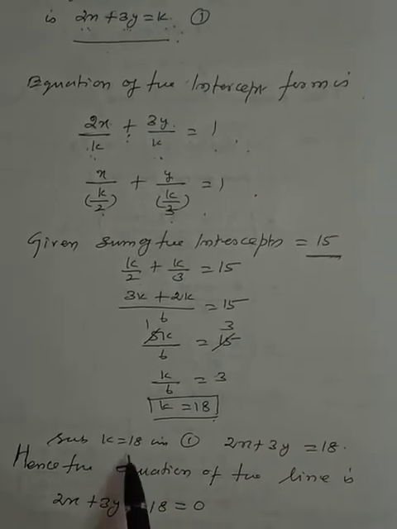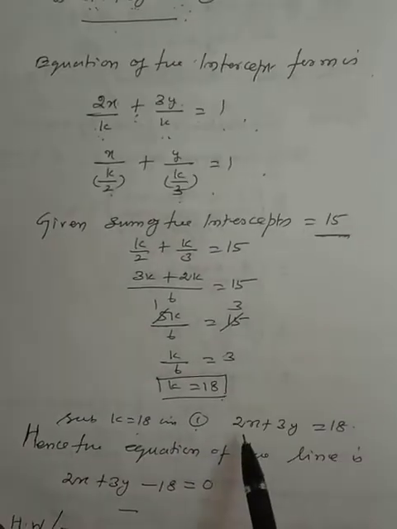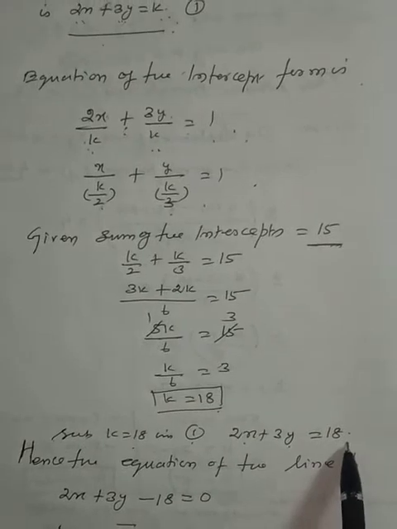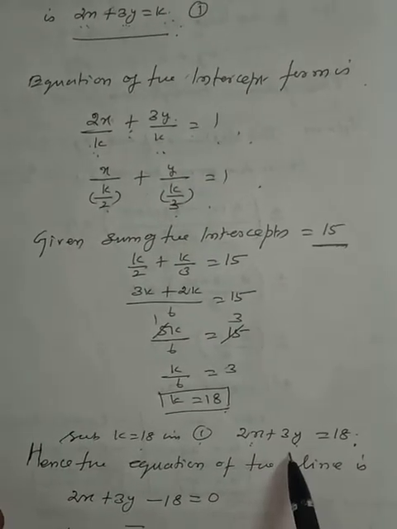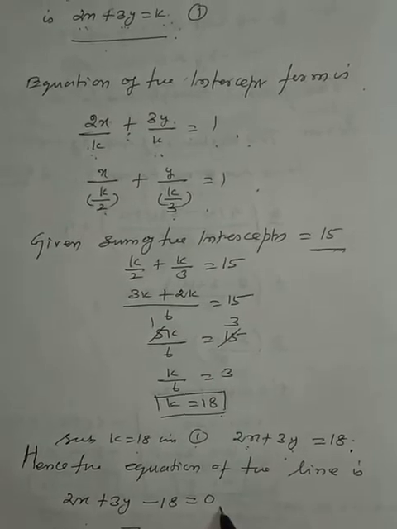Substitute k is equal to 18 in equation number 1. We have 2x plus 3y is equal to 18. This means 2x plus 3y minus 18 is equal to 0 is the required equation of the straight line.